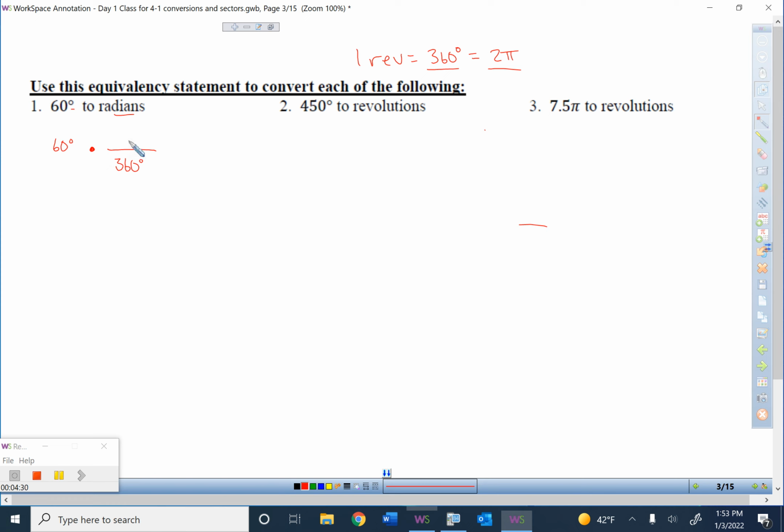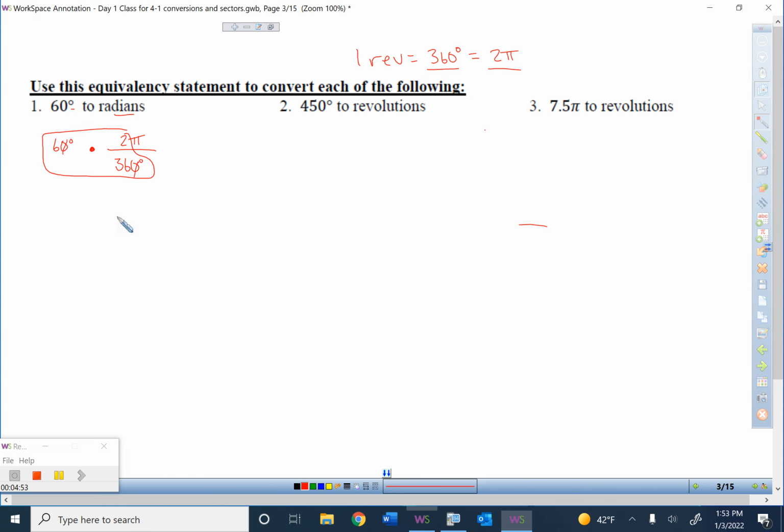Then on top is whatever we need. So we need radians, that 2 pi will go on top. So then, this is where your calculator comes into play. You don't have to reduce this by hand necessarily. You can pretty easily on this one, but in general, you can throw this whole thing in your calculator except for the pi.